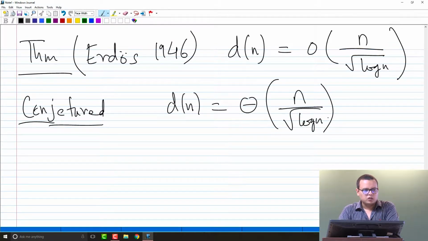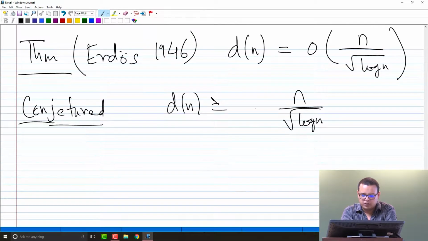Okay? So what do I mean by that? If you take any n points in R2, you should get at least n by square root log n many distinct distances. Okay, so let me write it like this. There exists a constant c for which dn will be greater than c n by square root log n.